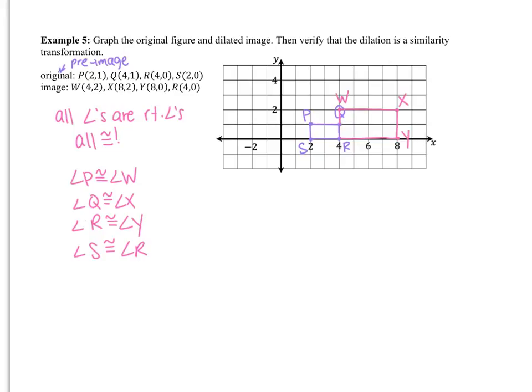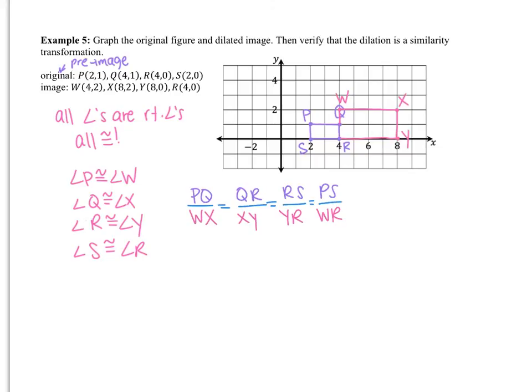Now we just have to show that the proportion holds true. So we need to show that PQ, I'm just going to do all the numerators here, PQ, QR, RS, and PS. And then what corresponds with PQ? WX, with QR, XY, with RS, YR, be careful here, Y and then R, because we went here to here, here to here. And then PS is here to here, so it's WR. So we need to make sure that this proportion holds true.